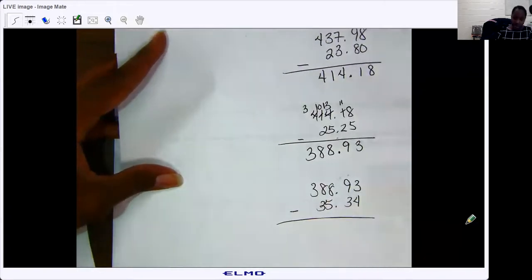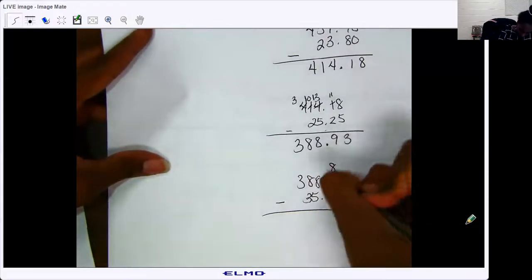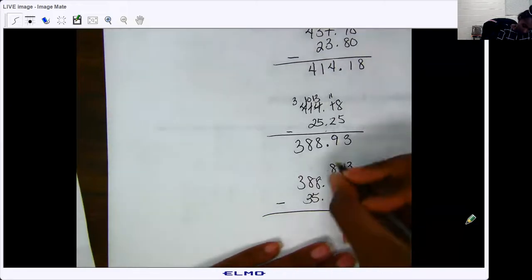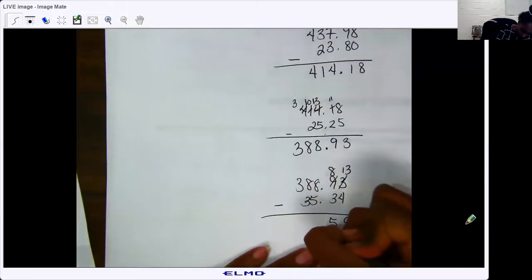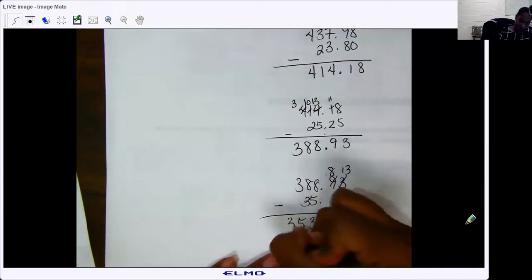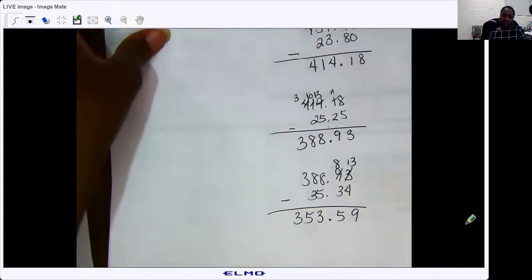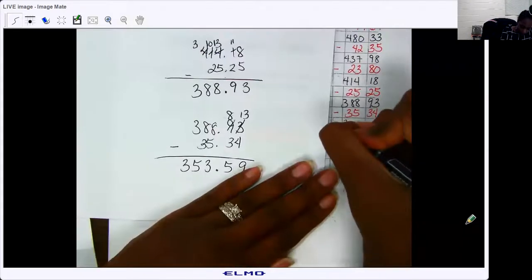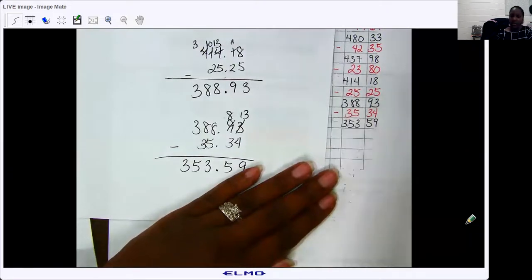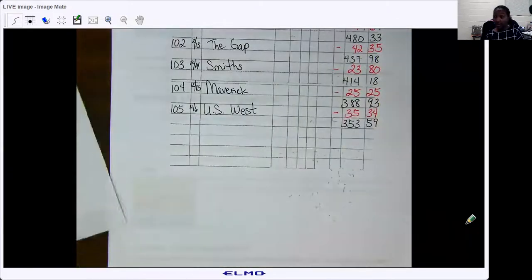$35.34. Okay. Borrow 4, 5, 6, 7, 8, 9, 10, 11, 12, 13. So we have 9 there. 8 from 3 is 5. Bring down our decimal. 8 from 5 is 3. 8 from 3 is 5. 3. So we have $353.59 as our new balance. $353.59. All right. I think we're finally to a deposit.